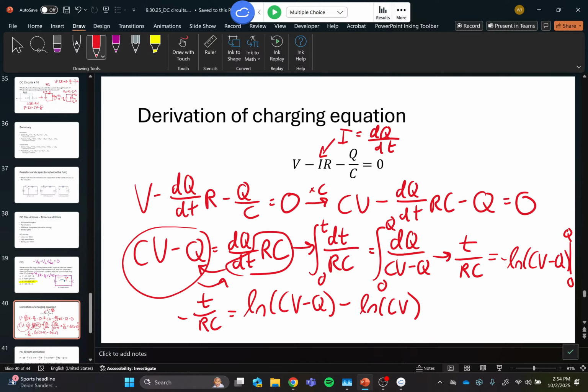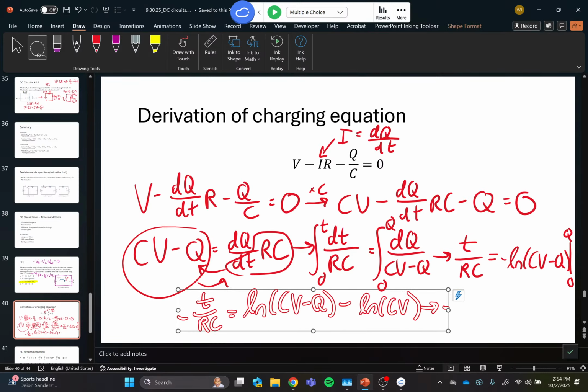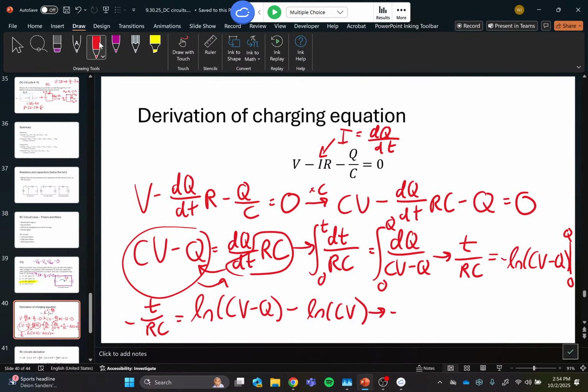A very useful identity that's good for you all to know is the natural log rules. When you subtract your natural logs, you can put them inside and just divide. So negative, I'm going to write this over here. This is a very useful rule for you all to know with natural logs. You didn't need to know it on the test, but it made things maybe slightly easier. T over RC equals natural log of CV minus Q over C times V.